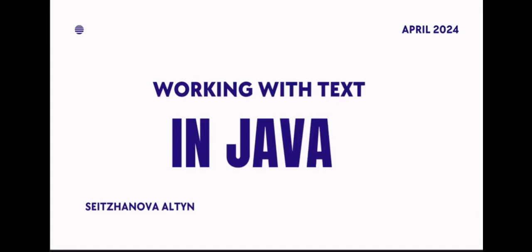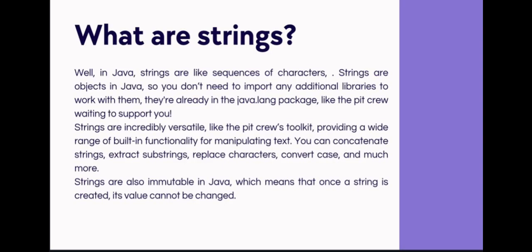Working with text in Java, we can work with different data types, like text and strings. First of all, what are strings? Java strings are sequences of characters. Strings are objects in Java, so you don't need to import any additional libraries to work with them. They're already in the java.lang package, like the pit crew waiting to support you.